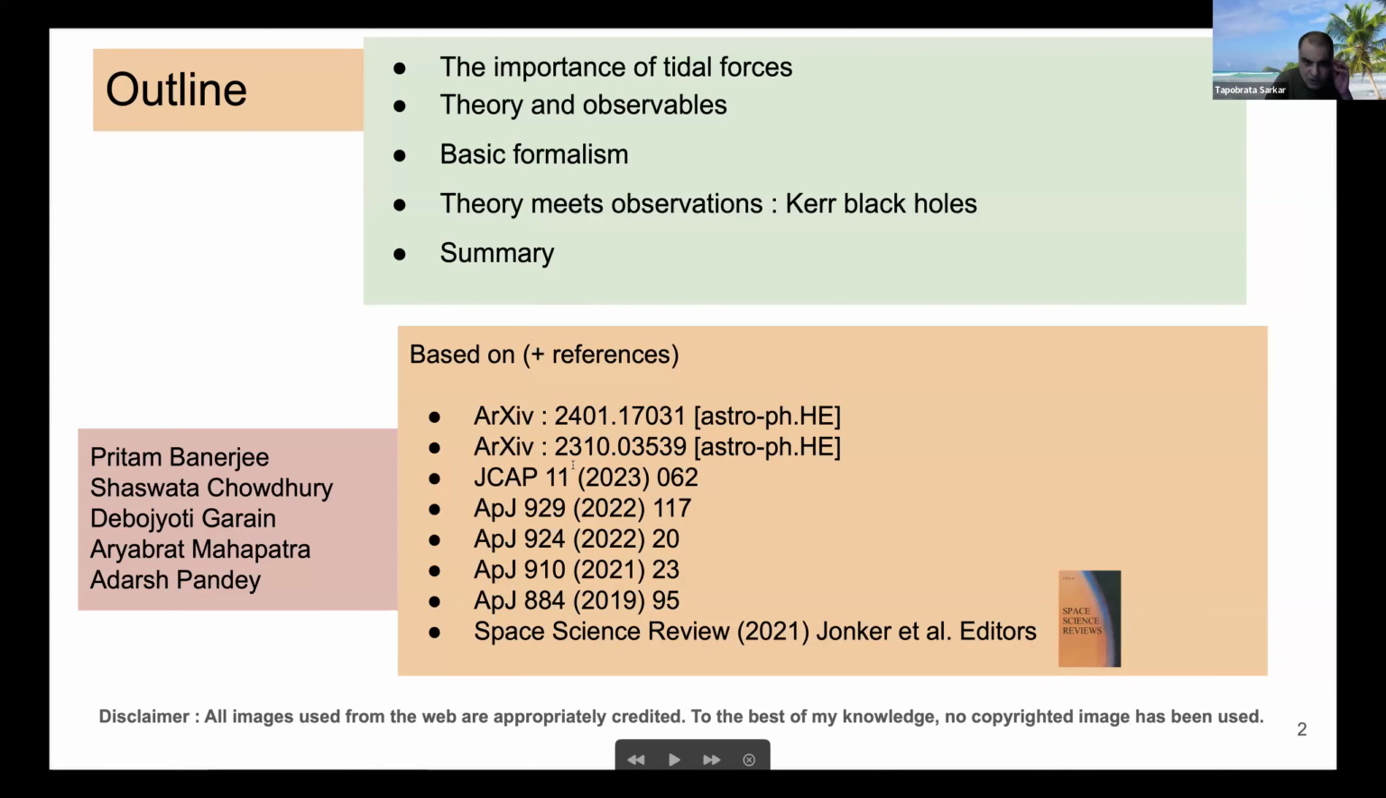These are based on works by our group, and for a very nice review of tidal interactions, I can point to the Space Science Review 2021 by Jonker et al., where there are several articles which deal with almost all aspects of tidal disruptions. This work is based on things done with Pritam, Shashwato, Devajyoti, Aryavrat, and Adarsh. And so let us begin.